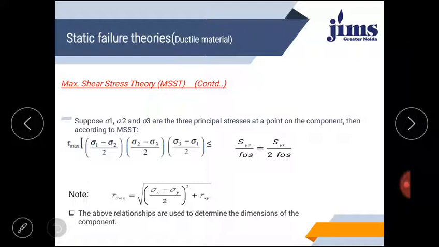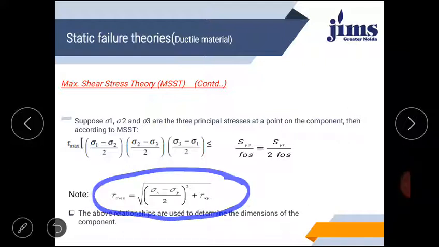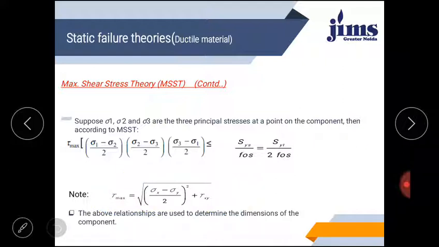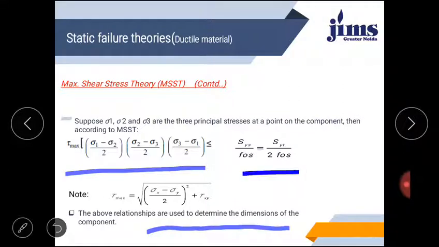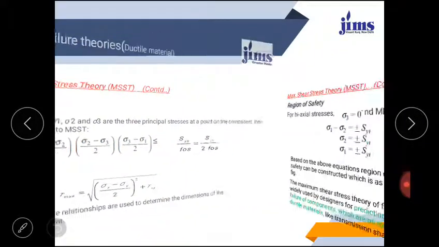Tau max, the maximum shear stress, can also be calculated with the help of the Mohr circle. The radius of the Mohr circle can also be utilized to find the value of maximum shear stress. The above relationships are used to determine the dimension of the component, means these are the relations with the help of which you can calculate the dimension of the component which is going to be designed on the basis of the maximum shear stress theory.